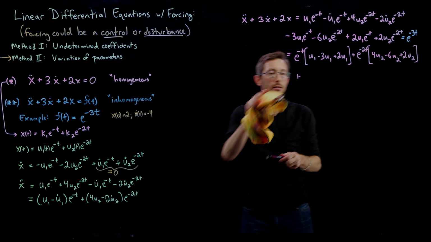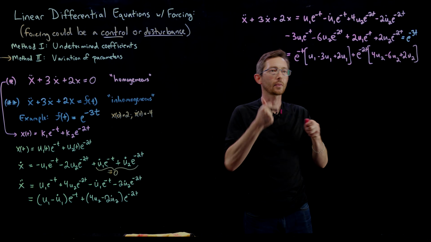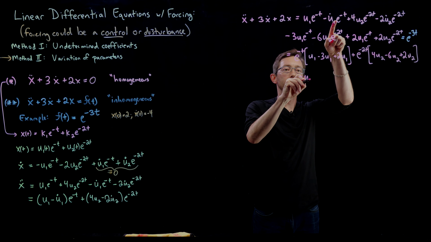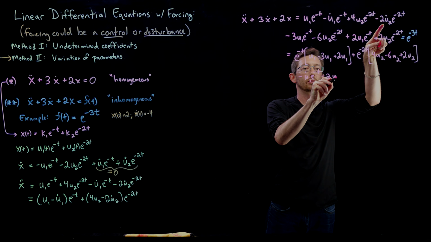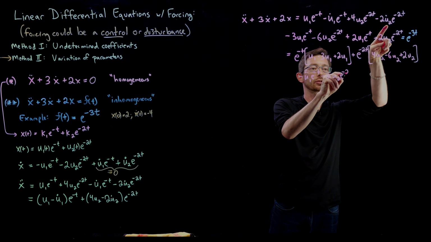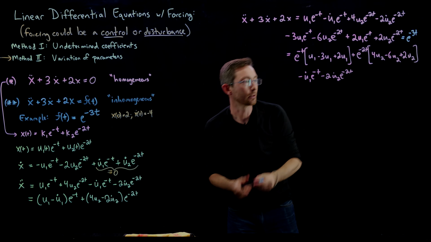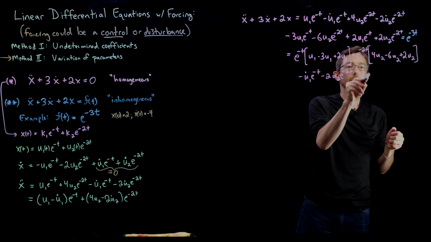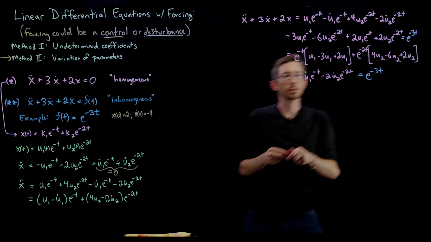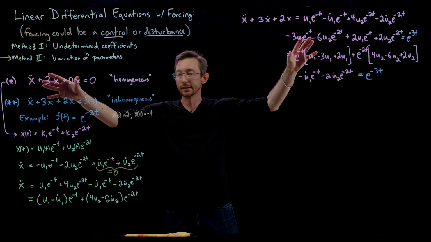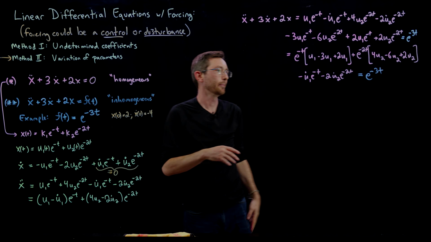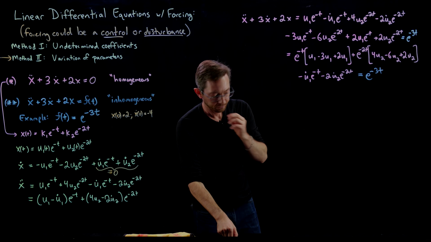So minus u1 dot e to the minus t minus 2u2 dot e to the minus 2t. All of that equals e to the minus 3t. So I've just rearranged and collected all of my terms by plugging this stuff into this equation. You can tell this is a little messy, okay? But here's what gets really cool.